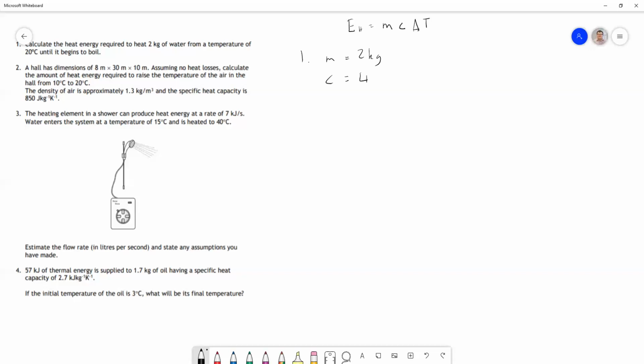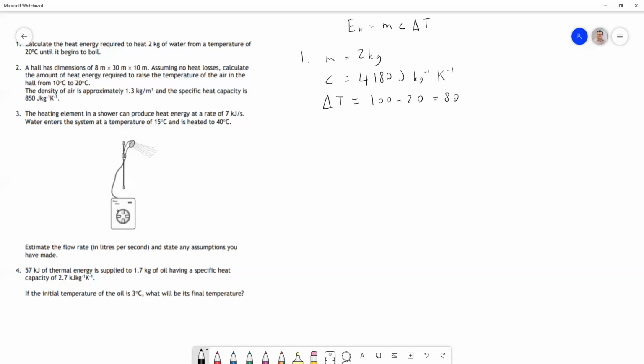But it's given in the course notes as 4,180 joules per kilogram per degree Kelvin. And it doesn't matter. Sometimes it'll say per degree Celsius. It'll be the same number of 4,180. And our delta T is the change in temperature. So we're going from 20 degrees up to boiling. So that's 100 minus 20, which is equal to 80 degrees.